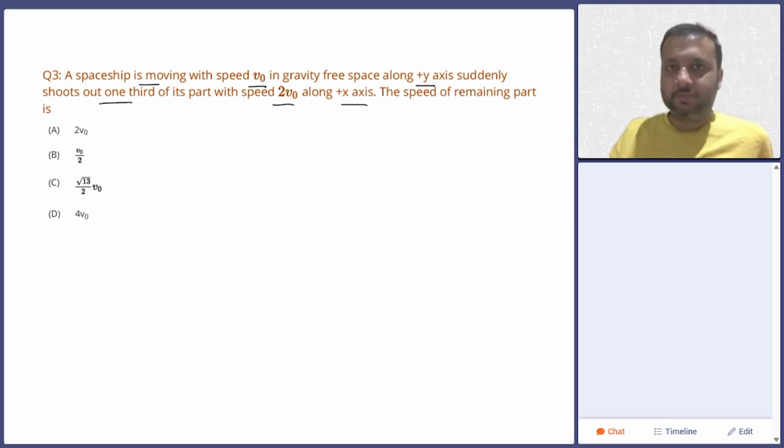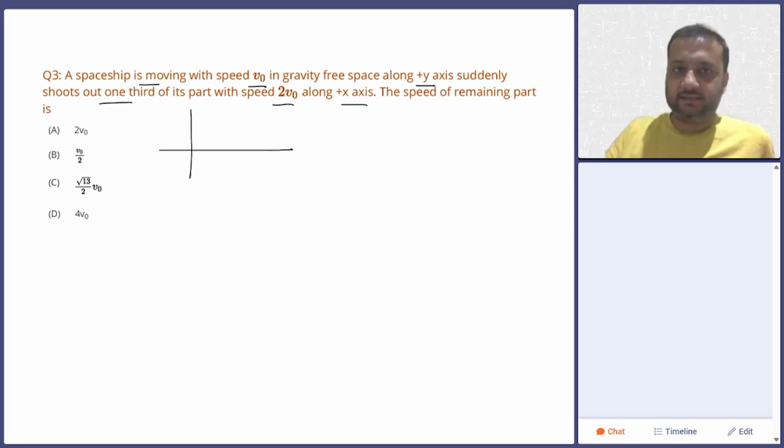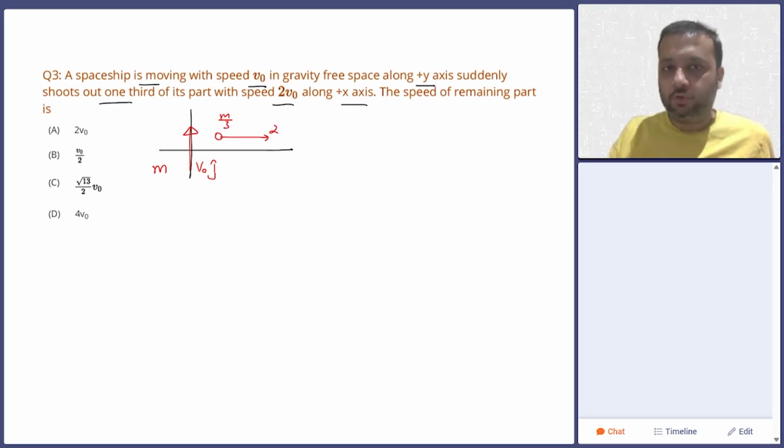A very easy question based on the principle of conservation of linear momentum. Imagine that this is the y axis and this is the x axis. Initially there is a spaceship moving along the y axis, and let us say the spaceship has mass m and velocity v0 j cap. At a certain moment, 1/3 of the mass, that means m by 3, comes out with a velocity of 2v0 i cap. The remaining mass 2m by 3 will have a certain velocity, let us say v vector.